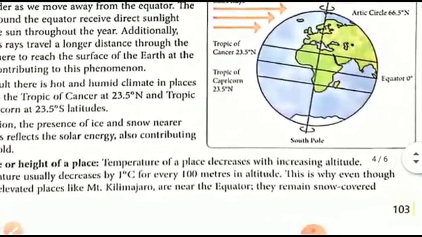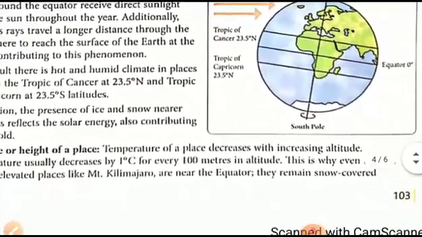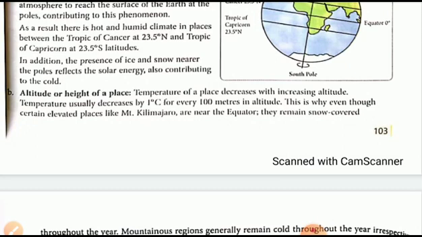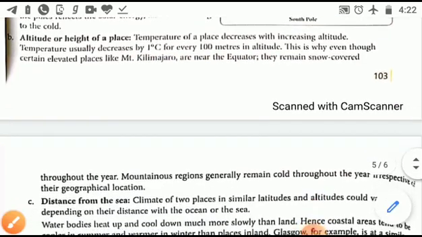See here how the sun rays pass, maximum at the equator and minimum at the North Pole and the South Pole. The second factor is the altitude or height of a place. The temperature of a place decreases with increasing altitude. Temperature usually decreases by 1 degree Celsius for every 100 meters in altitude. This is why certain elevated places like Mount Kilimanjaro, even though near the equator, remain snow covered throughout the year.